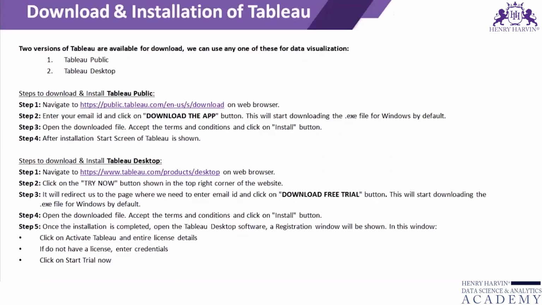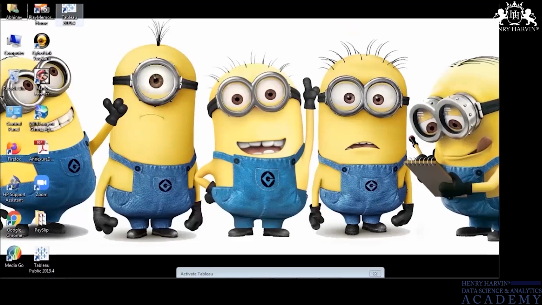So in this way, we have installed Tableau Public and Tableau Desktop on our systems. On installing both, we can see the icon of Tableau Desktop and the Tableau Public. Now in case of Tableau Public, whenever you double click this icon, Tableau Public workbook will open in front of you. You can connect it to the database and start working.